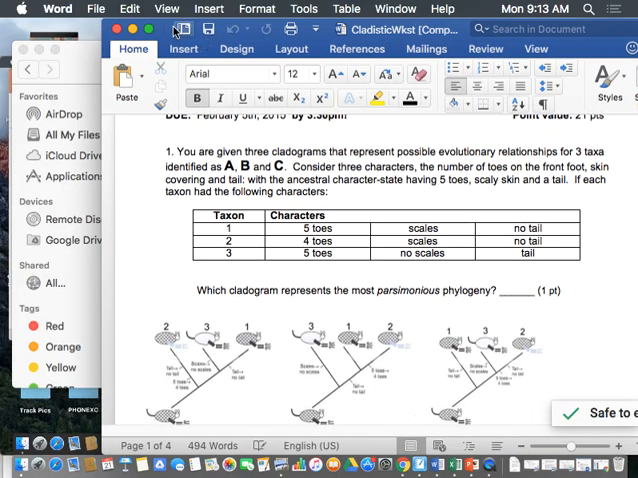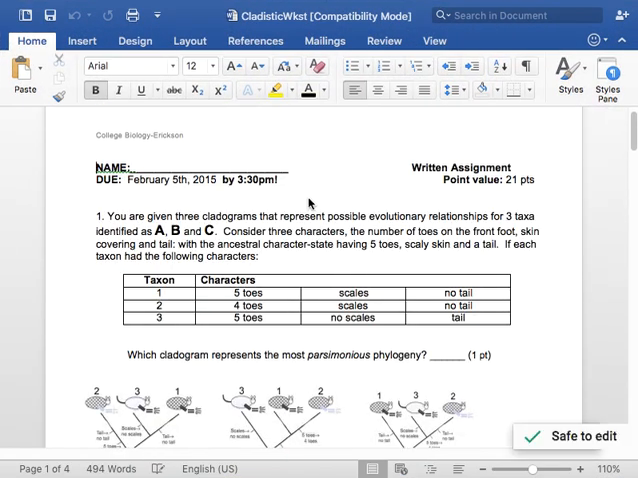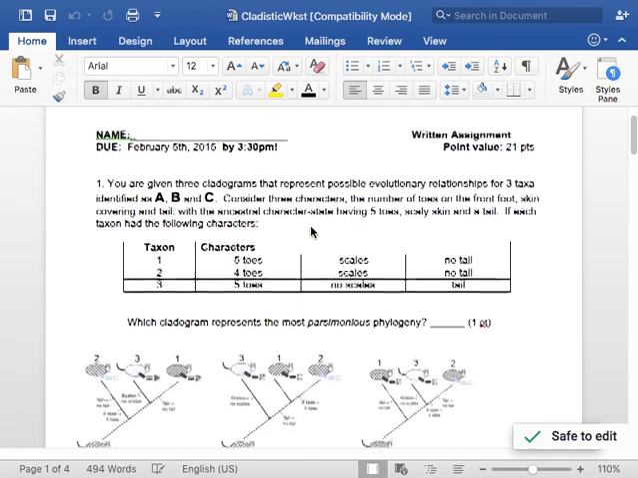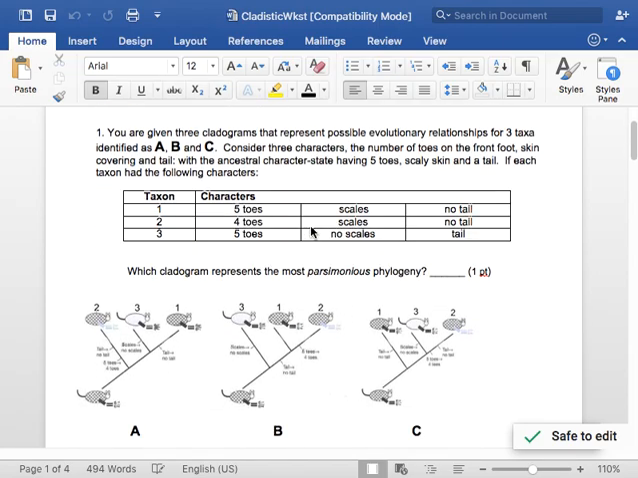So everyone's got this in front of them. This is the cladistic worksheet assignment. The first part says you were given 3 cladograms that represent possible evolutionary relations for three taxa, identified as A, B, and C. Consider the 3 characteristics up here: the number of toes on each foot, skin covering, and tail, with the ancestral character state having 5 toes, scaly skin, and a tail. If each taxon had the following characters, and it gives it to you here. The question is, which of these cladograms represents the most parsimonious phylogeny?